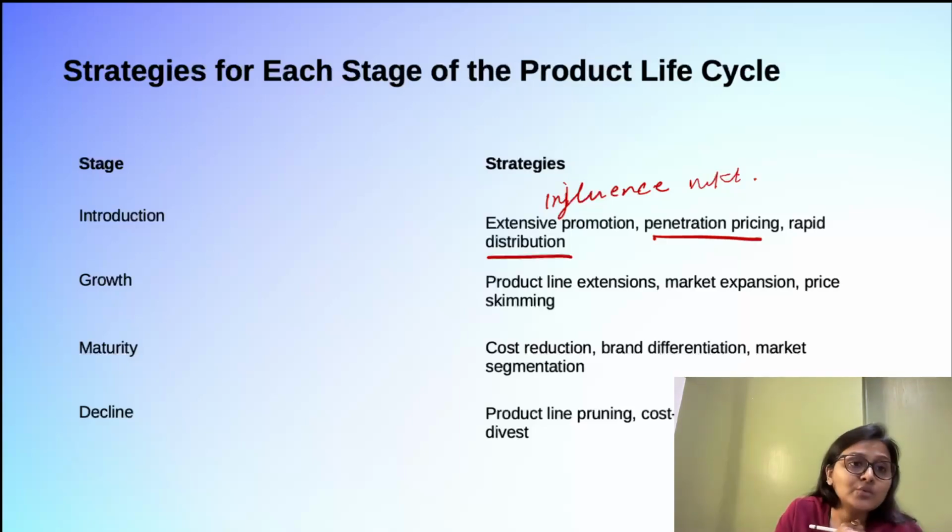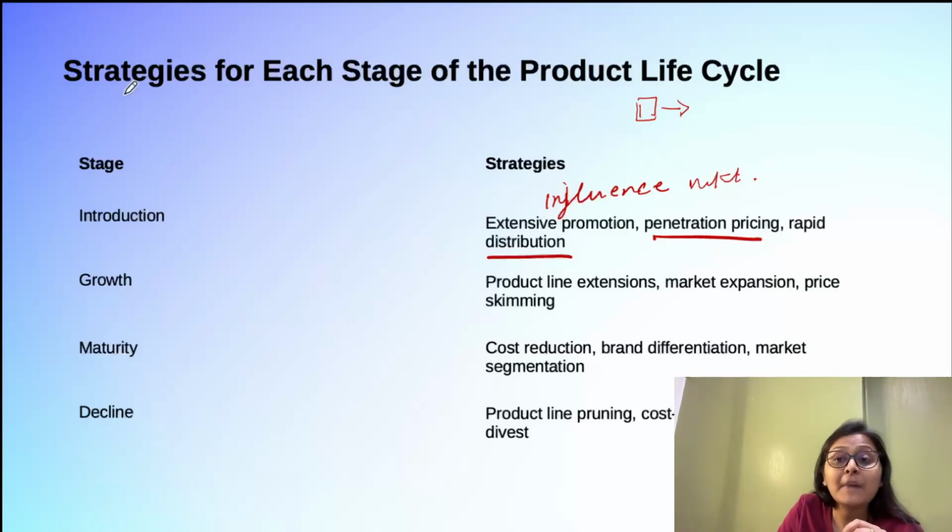Next comes the growth phase. Now in the growth phase, what happens? There is product line extensions. Now there is a single product which is being launched by a company. Then in that product only, new lines, new extensions of the lines, new products are being launched in that particular product line, that is product line extension.